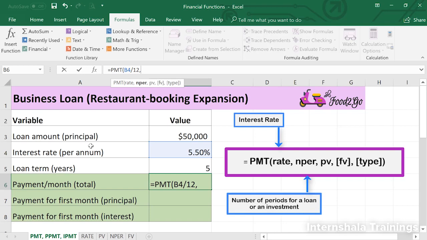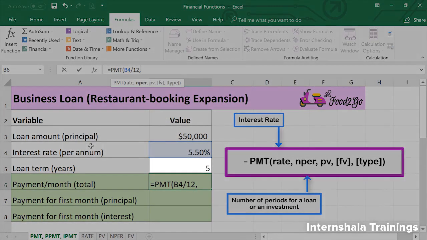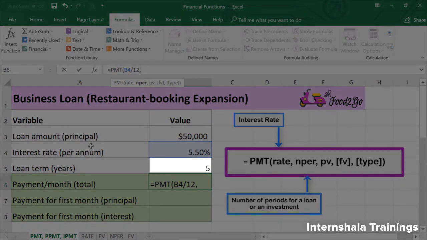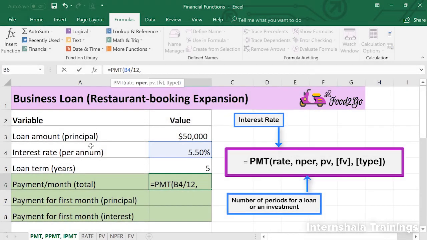Now, NPER stands for the number of periods for a loan or an investment, which is based on a constant interest rate and payment schedule. To find out the number of periods, we will need to know the loan term, which is given in cell B5. Now remember that Ishan will service his debt on a monthly basis. Therefore, the number of periods over 5 years will be 5 times 12, which means a total of 60 payments. So let's reference the loan term cell and then multiply it by 12.